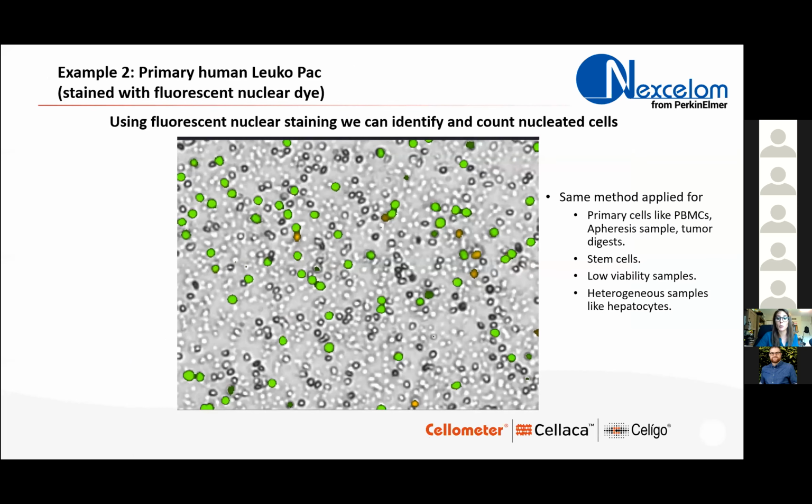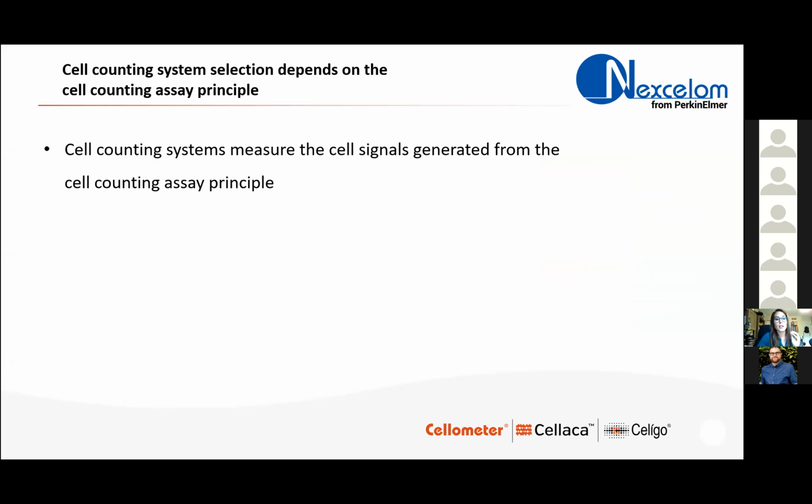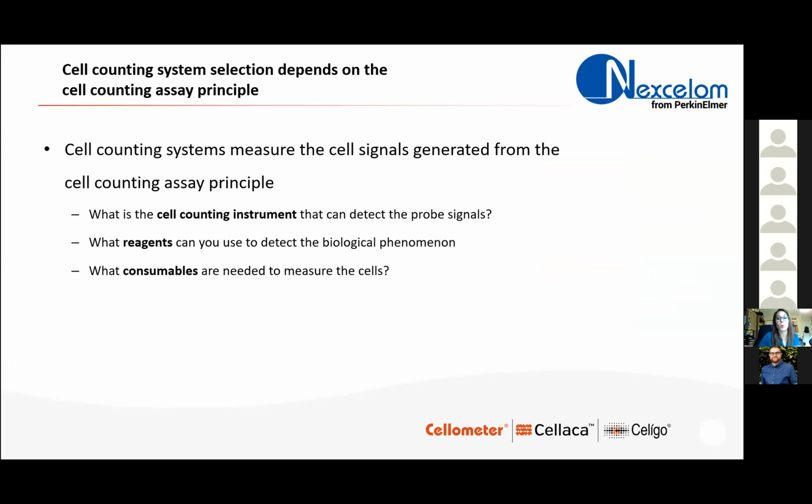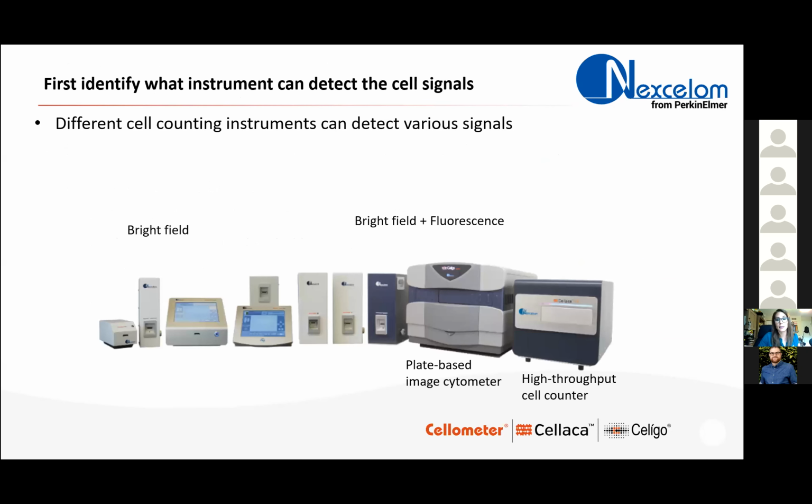The same method would be applied for all sorts of primary samples, including PBMCs, apheresis, tissue digest, BAL samples, other sorts of heterogeneous samples such as stem cells or hepatocytes, and also low viability samples because trypan blue becomes less reliable. So again, the cell counting system is going to depend on the assay that you're doing. The instrument that you're going to select is going to have to be able to support the reagents and the methodology that you're utilizing and be able to assess things accurately.